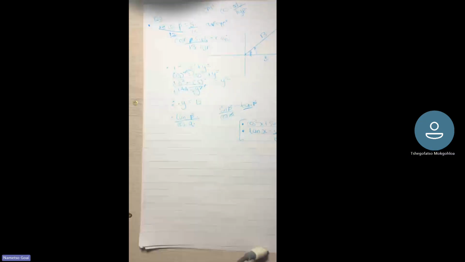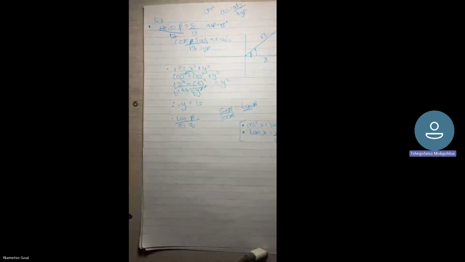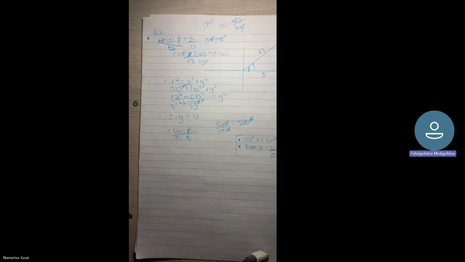Since tan is opposite over adjacent, would you say 13 over 5 or no? Since tan is opposite over adjacent, yes, it is going to be 12 divided by 5. That is going to be our tan. So tan of beta, you are correct.